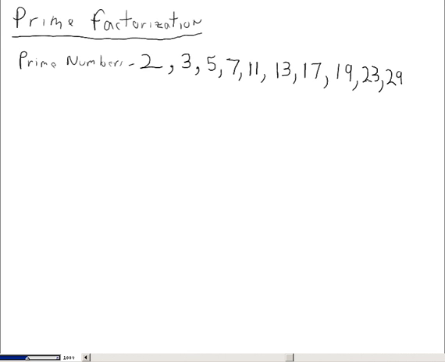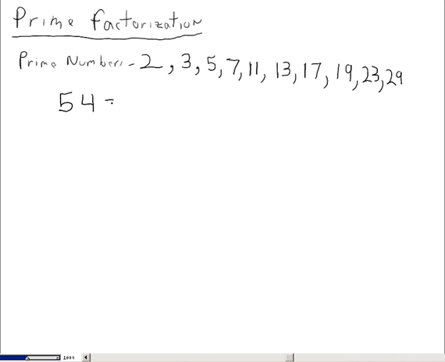Now the reason you need to break numbers down into their primes is because when you're finding least common denominators, or you're adding fractions, subtracting fractions, multiplying or dividing fractions, you may want to break the number down to the primes. So let's try one here. Let's take the number 54 and break it into its prime factorization.